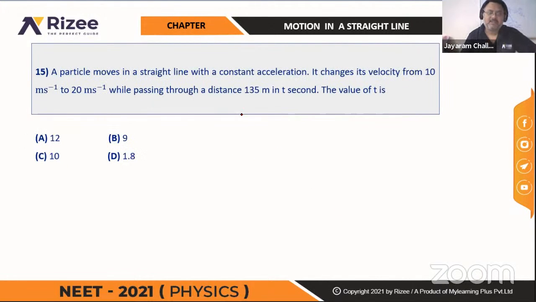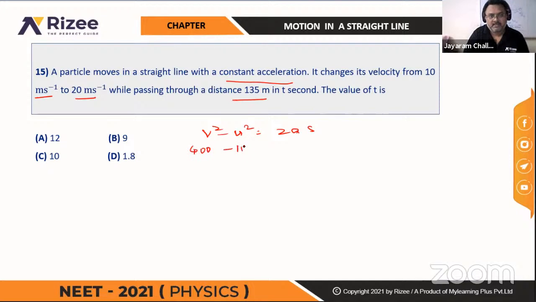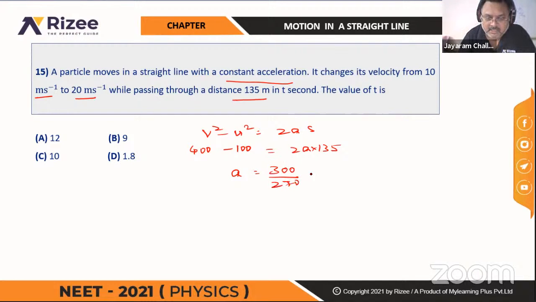A particle moving in a straight line with a constant acceleration changes its velocity from 10 to 20 after passing through a distance. He is asking the time t. Here we have two unknown values, time t as well as the acceleration. First, let me get the acceleration. V square minus u square is equal to 2as. So that will be 400 minus 100, that is 20 square is 400, equals 2 into a into 135. 2 times 135 is 270. So acceleration can be written as 300 by 270, which comes out to be 10/9 meter per second square.